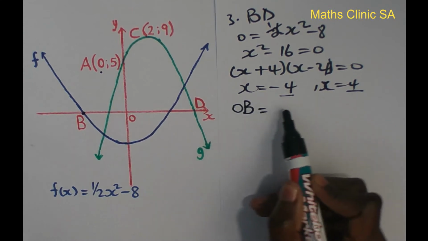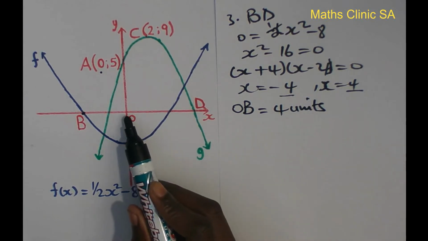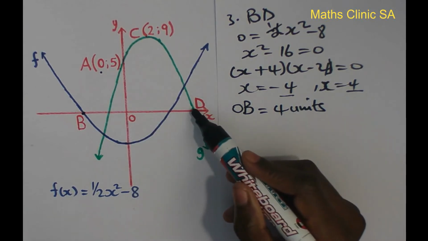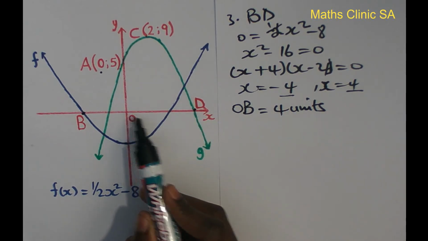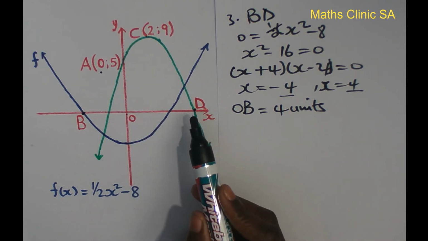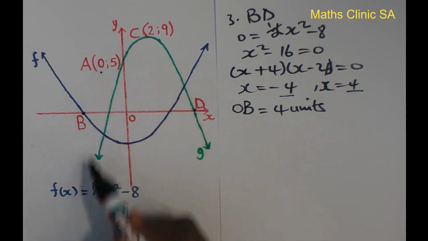So OB is 4 units. Now we want to find OD. OD is the x-intercept there, because we want the distance from O to D, so what is the x value at D? If we want that x value, it is the x value of which graph? UG.